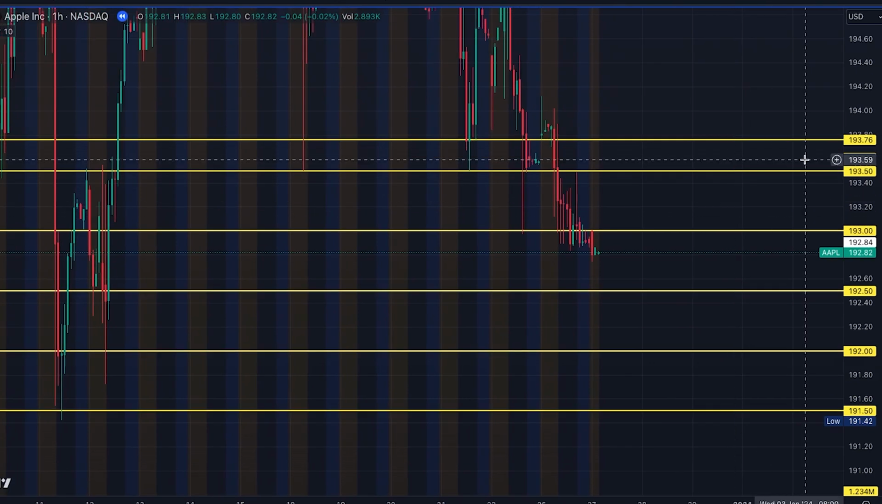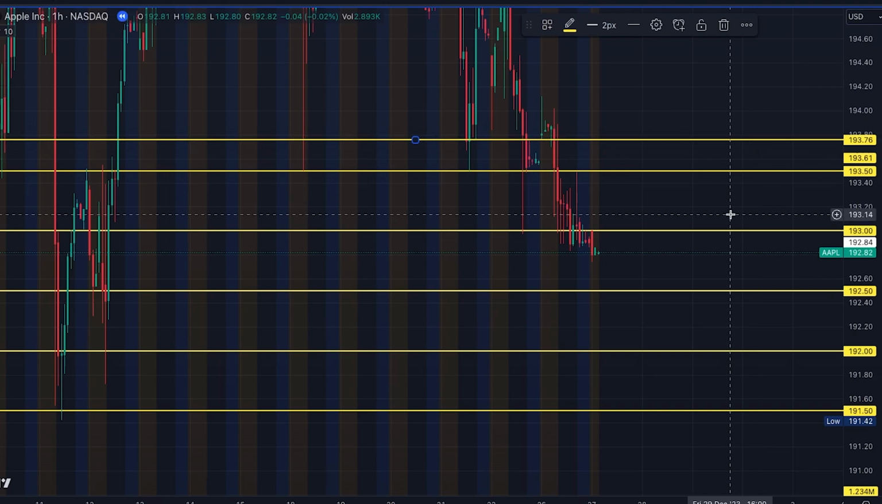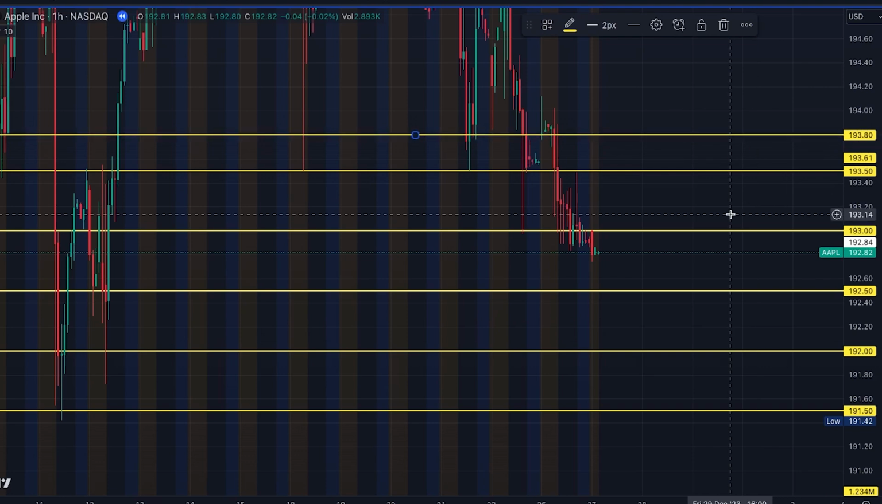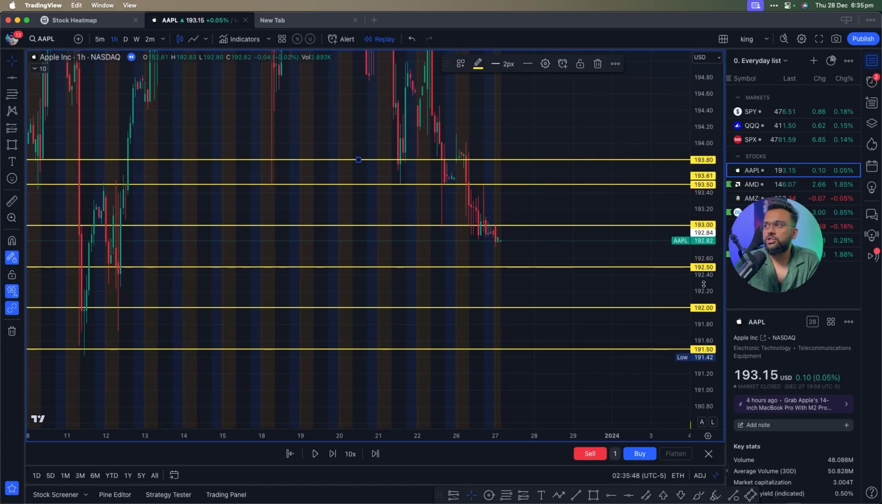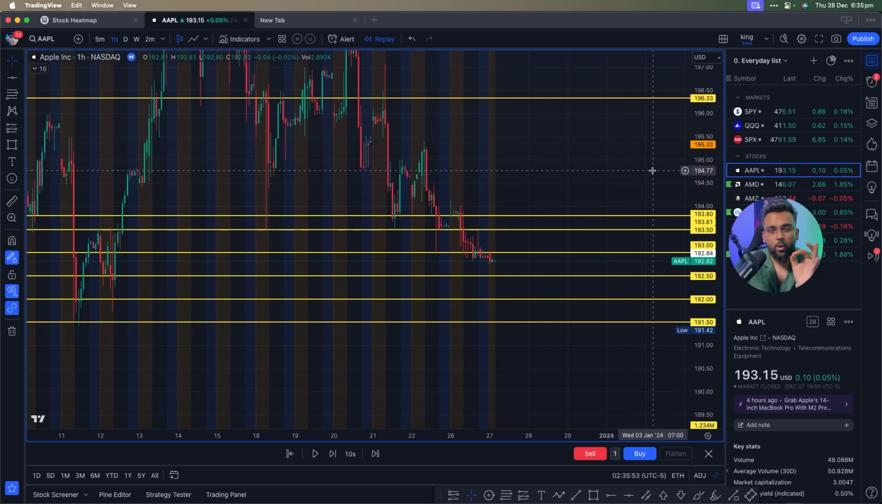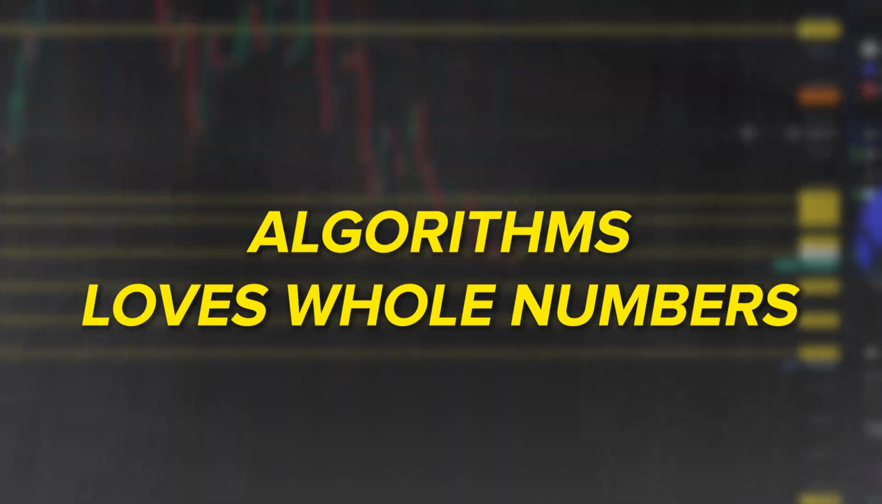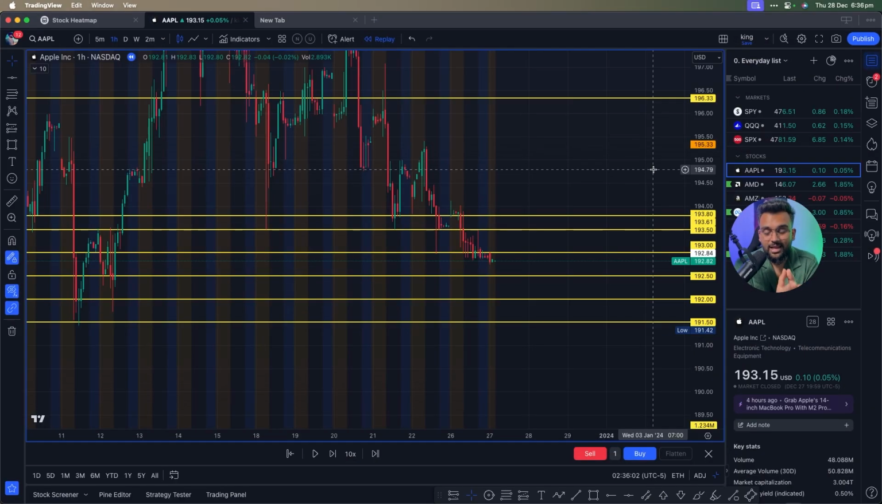Why? It's 193.76. Do we go for 193.5 or do we go for 194? What I'll usually do is if it's somewhere that far off, I'll just keep it 193.8. But I'm adjusting these levels a little bit so they are not just big levels sitting in the middle of nowhere. They're actually whole numbers. This is another tip. Write it down. Algorithms love whole numbers. A lot of algos are trading these days and they love whole numbers.